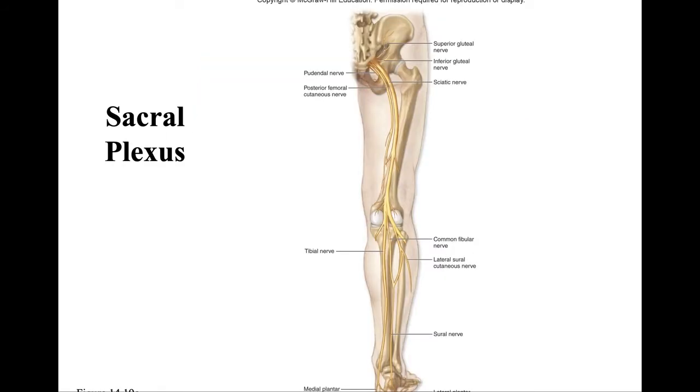Again, you can see in this picture, we have the tibial nerve. The tibial will deal with the back part of your leg and the sole of your foot, whereas the common fibular nerve will deal with the front part of your foot and the lower part of the foot.